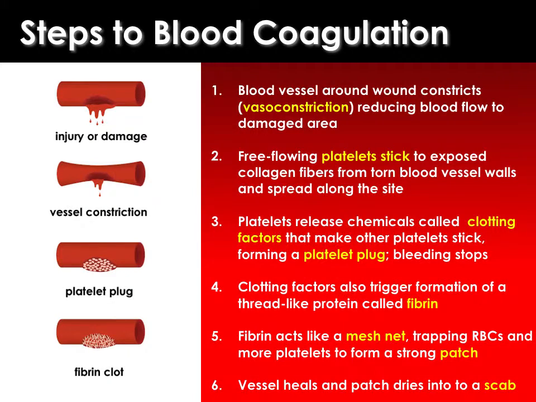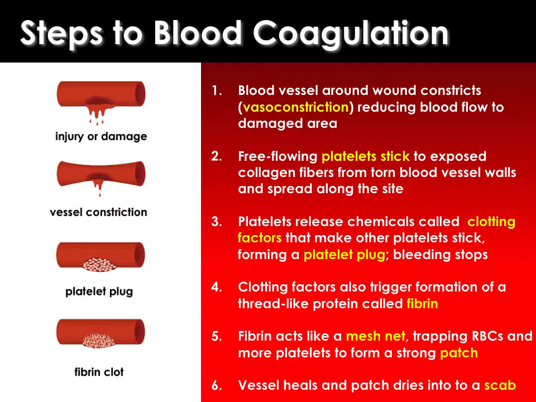So let's take another look at that. If you have an injury or damage to a blood vessel, the blood vessel around the wound will constrict, and that's called vasoconstriction, which reduces blood flow to that damaged area. Platelets within the blood will stick to exposed collagen fibers from the torn blood vessel wall and spread along the site. The platelets will then release chemicals called clotting factors that will call other platelets to the site to stick together, and that forms what's called a platelet plug. That's when the bleeding will stop.